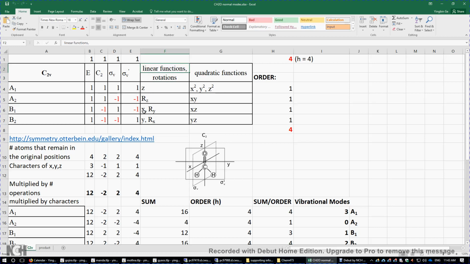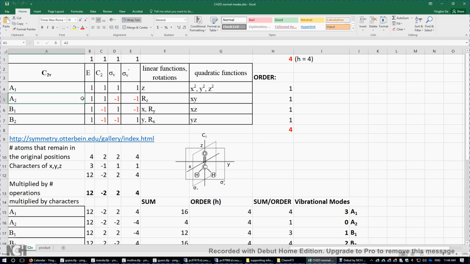You look for X, so X is here. And then B1 symmetry is infrared active. And you see Y here. And then B2 symmetry is infrared active. And then you look for Z, A1 is also infrared active. So in total, you have A1, B1, B2 are all infrared active. However, this A2 is infrared inactive, or IR inactive.